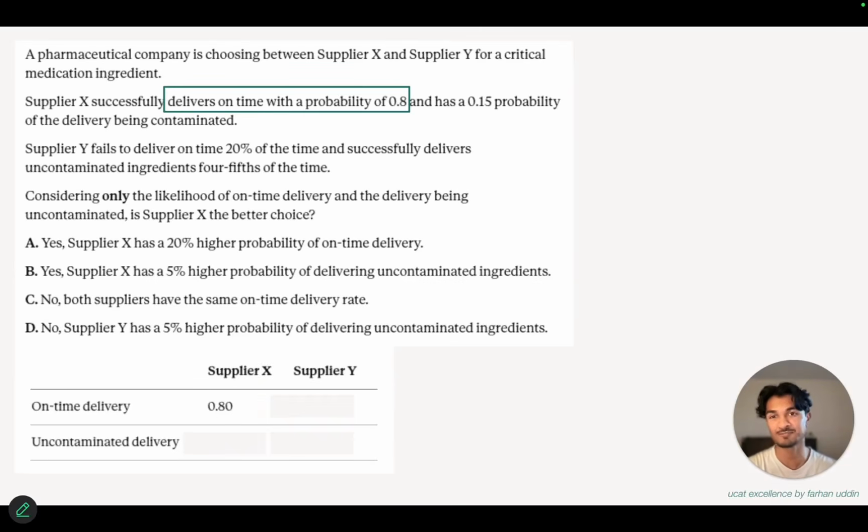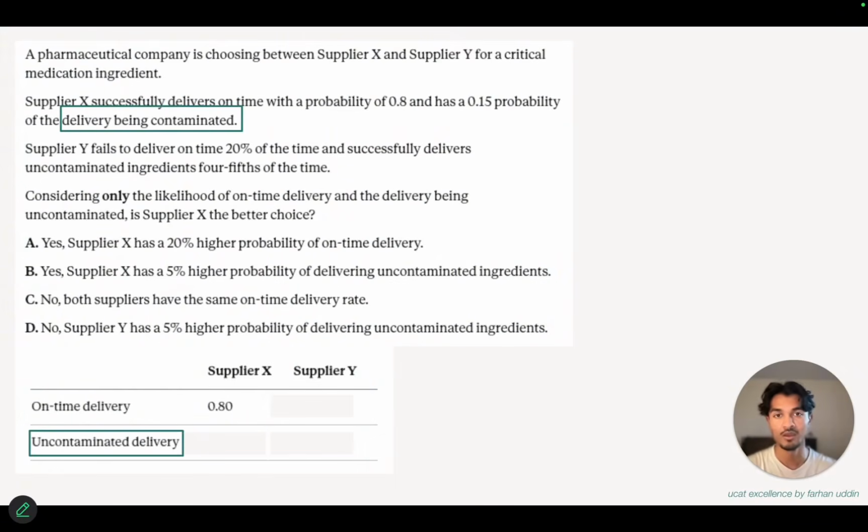Supplier X successfully delivers on time. That's a success rate. That's good. With the probability of 0.8. So we're going to pop in 0.8 into the table. Now, it has a 0.15 probability of the delivery being contaminated. Now, we don't want it to be contaminated.